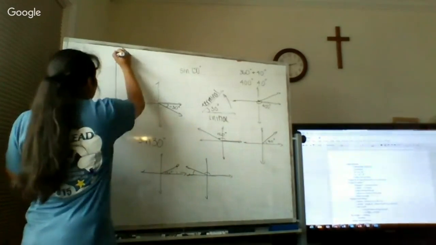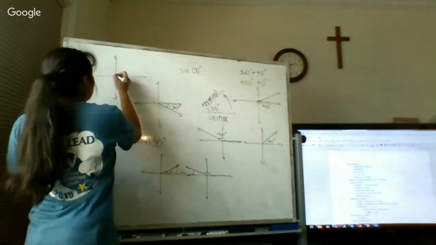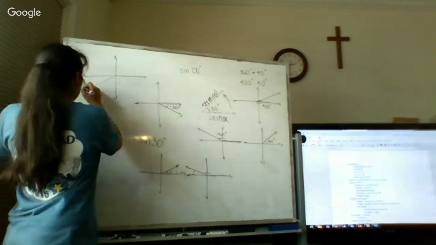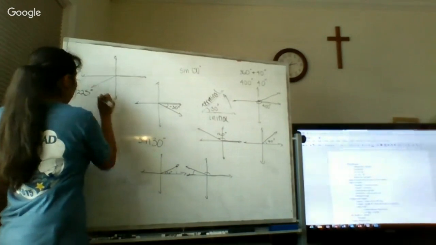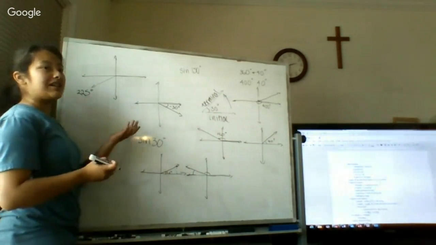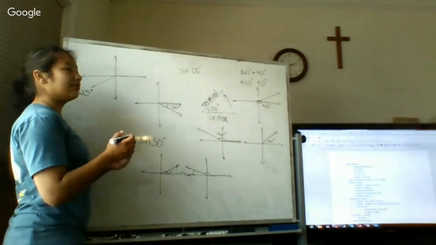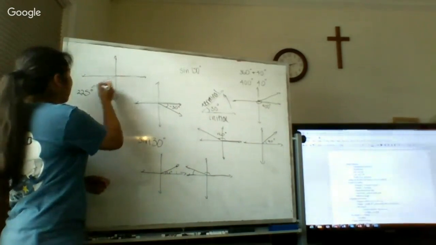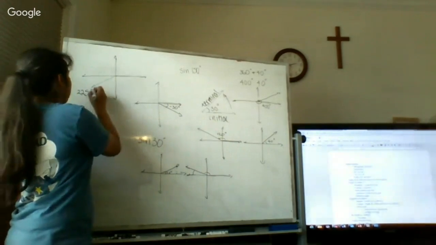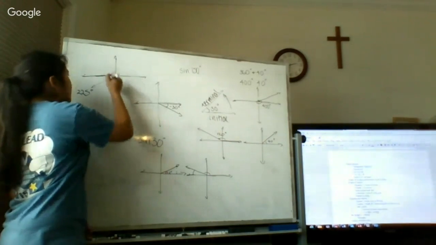Another example. Let's say we have 225 degrees. Does anyone have an idea of where the reference angle might be? Okay, since it's down here, we're looking for something close to the x-axis. In this case, the x-axis that's closest to this would be the line right here. So our reference angle would be this one.